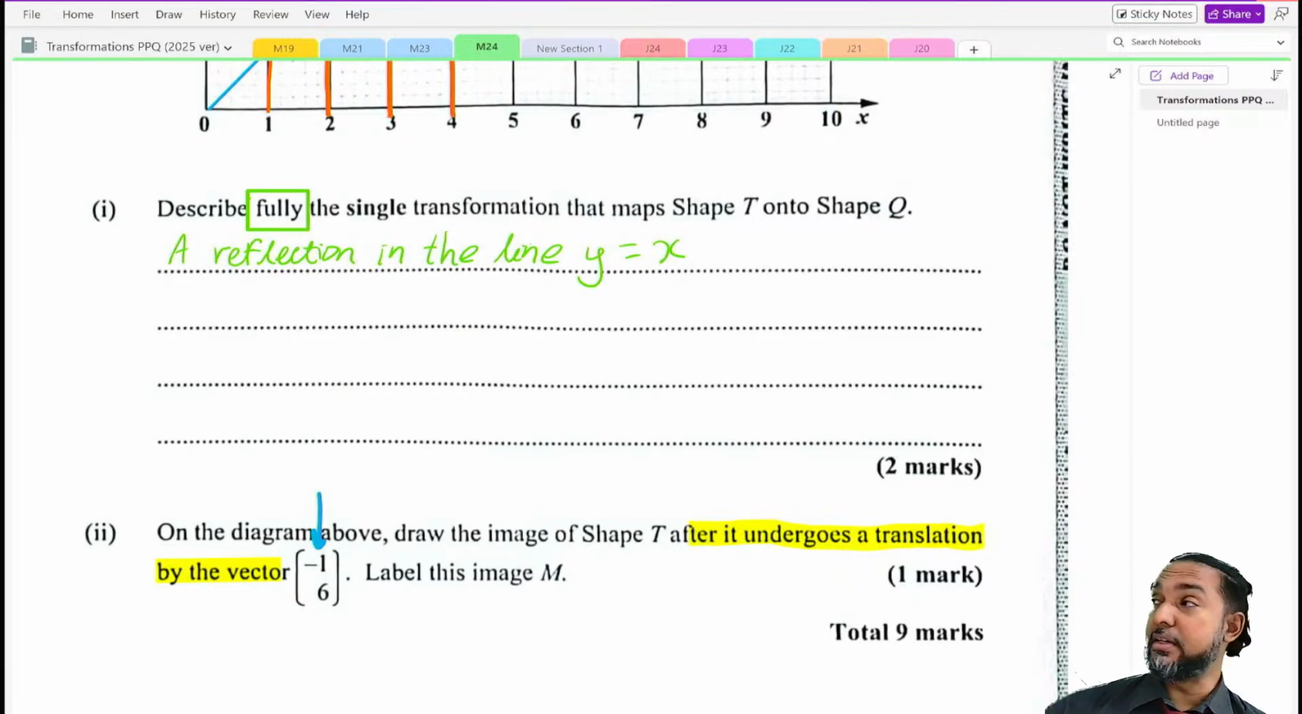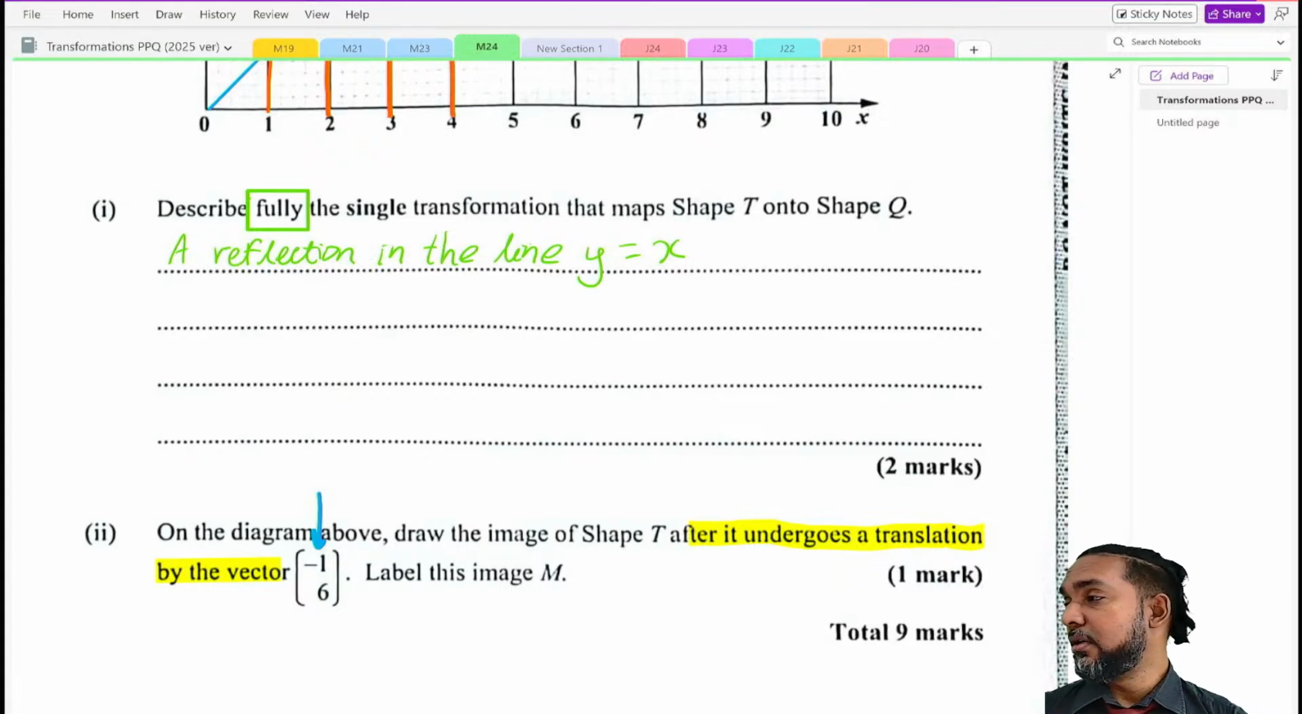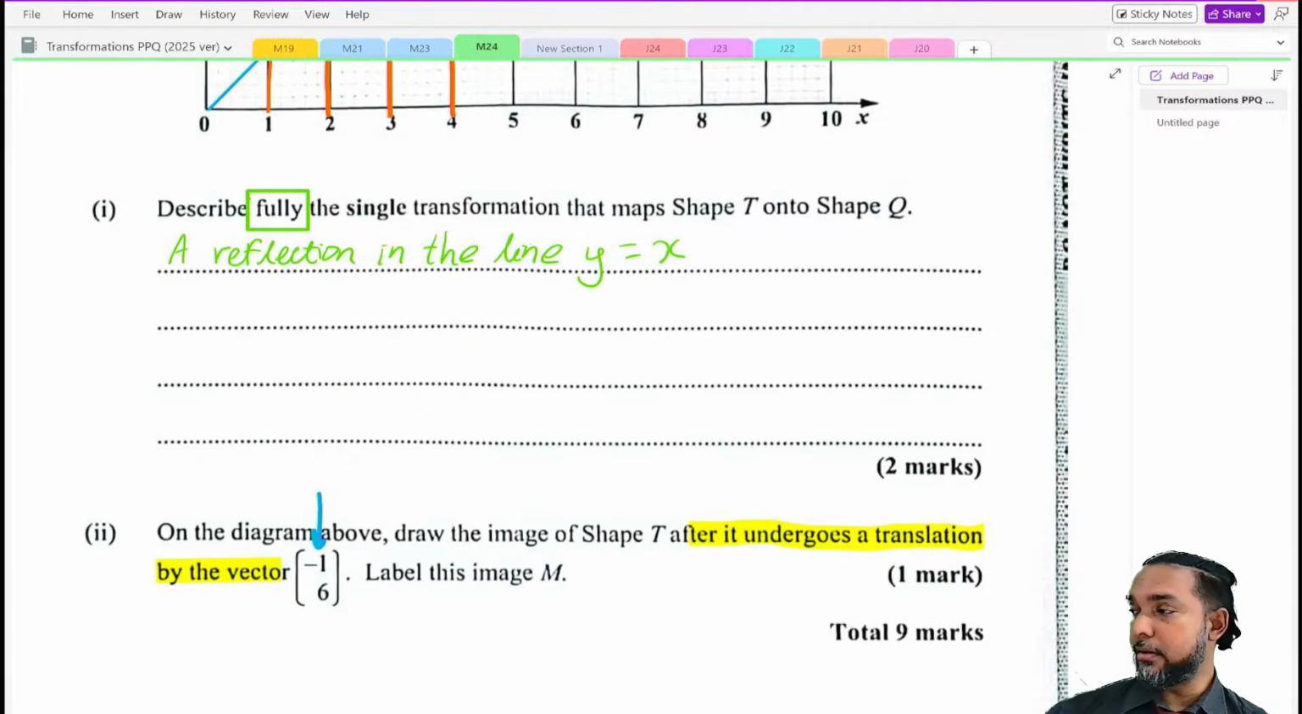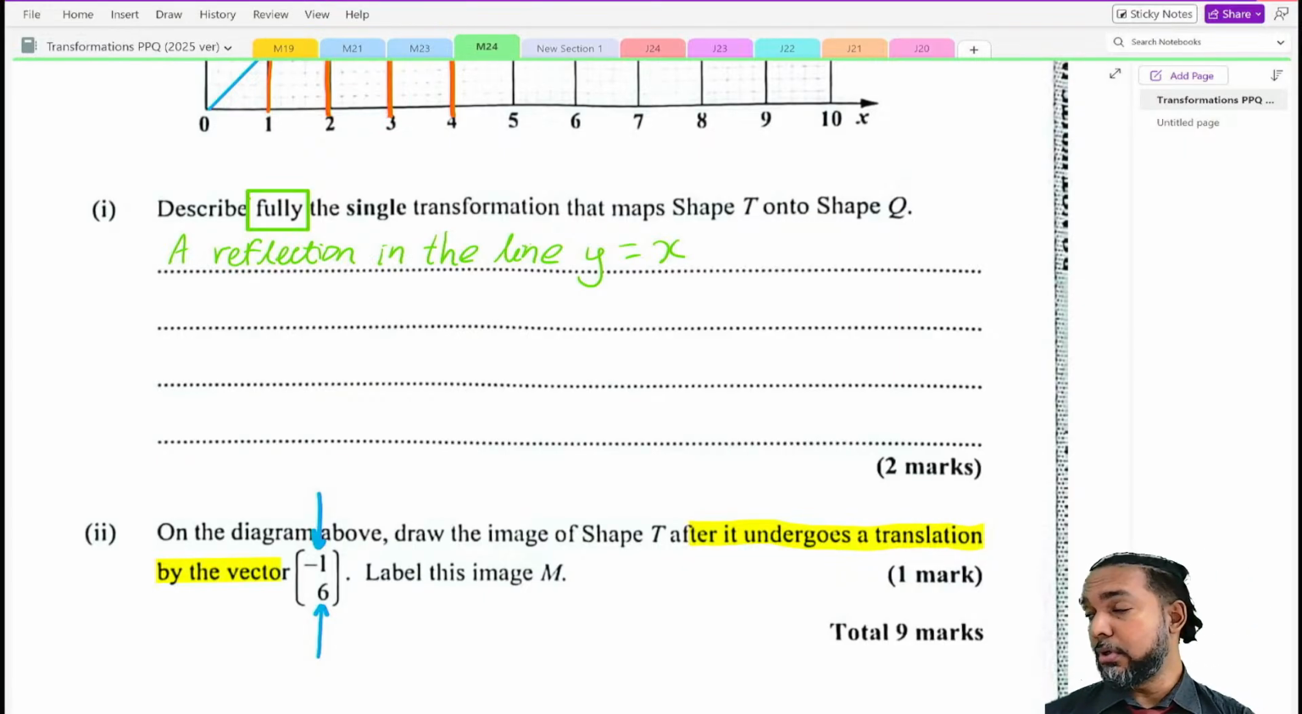Is that positive or negative there? So which are we going? To the left. How many spaces? Once. What about the number below? That's the vertical component. It tells us how many spaces up or down we go. How do we know if you're going up or down? We look at the sign. If it's positive, we go up. If it's negative, we go down. So you're shifting 1 space to the left and then 6 spaces up.